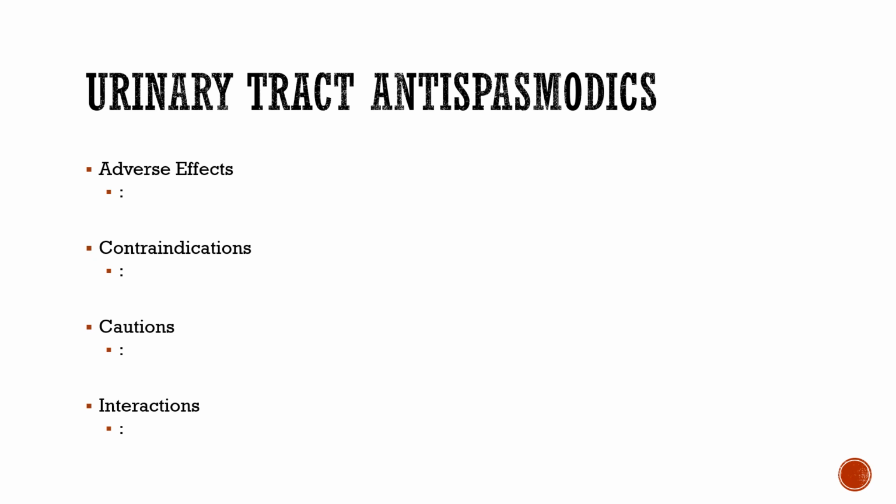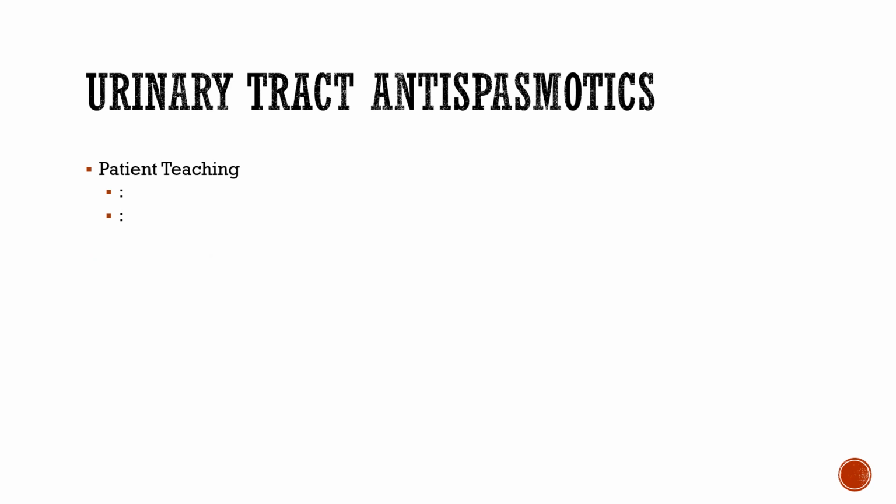Adverse effects are just your common anticholinergic effects. And in this case, we want that urinary retention. Contraindications: urinary tract or GI obstruction, uncontrolled glaucoma. Be careful in people with BPH. Interactions: other anticholinergics. There are also antipsychotics. There are quite a few interactions with these. Patient teaching: maintain adequate fluid intake, take frequent sips of water, use sugarless gum and candy.